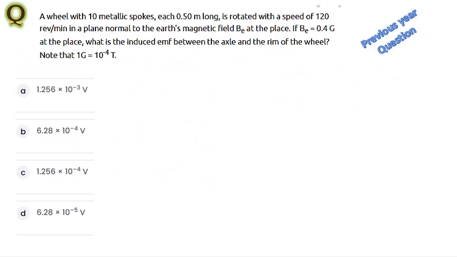Next problem. This is similar to the previous one. You can understand this one a little better. See here, we can look at it in a little more detail. A wheel with 10 metallic spokes, each 0.5 meter in length. So each length is 0.5 meter, and there are 10 metallic spokes here. It is rotated with a speed of 120 revolutions per minute. Now see here, 120 times it is rotated in 60 seconds. Then in a plane normal to the earth's magnetic field. So the earth's magnetic field they have given is 0.4 Gauss. See here, this is Gauss. You have to convert this into Tesla, that is 0.4 into 10 power minus 4 Tesla, since 1 Gauss is 10 power minus 4 Tesla.